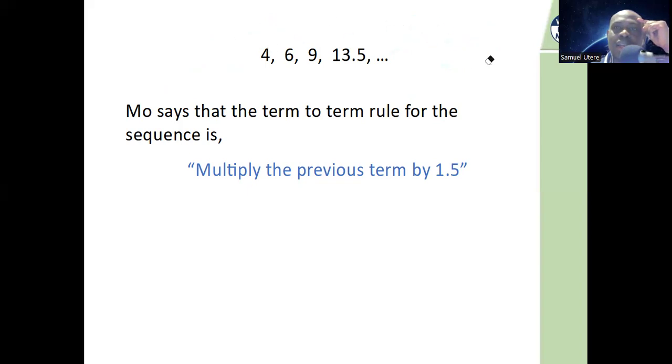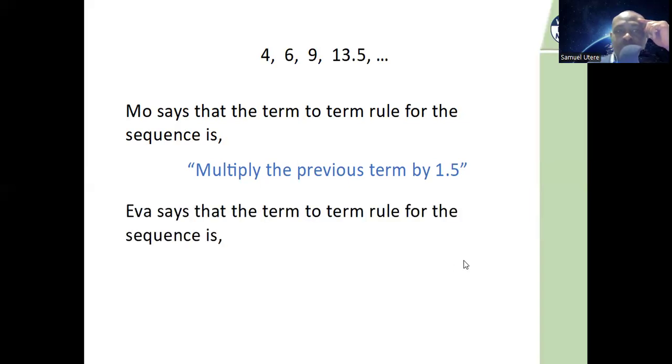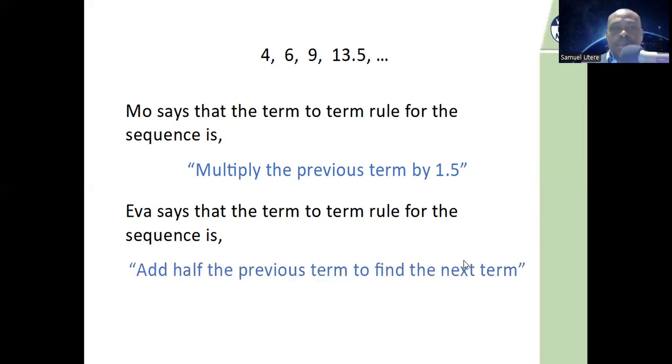But I need to tell you this, and you should know by now that you can describe a sequence by more than one term to term rule. All right. So Eva says that the term to term rule for the sequence is to add half the previous term to find the next term. So if we add half the previous term to find the next term, we'll get the sequence.